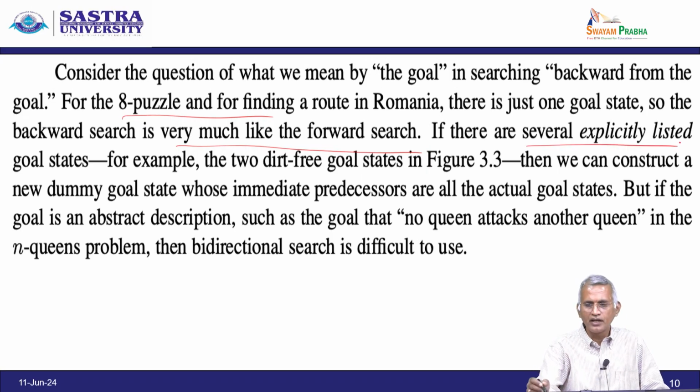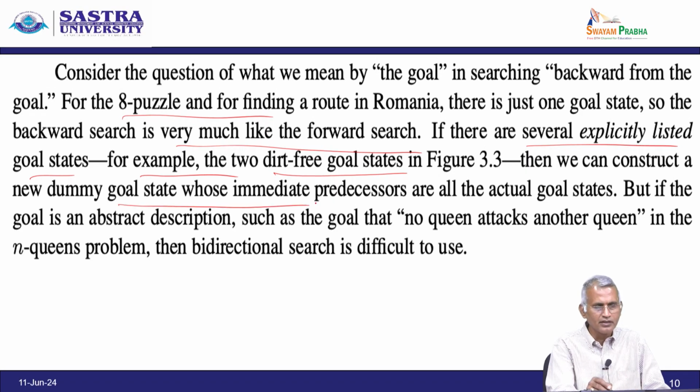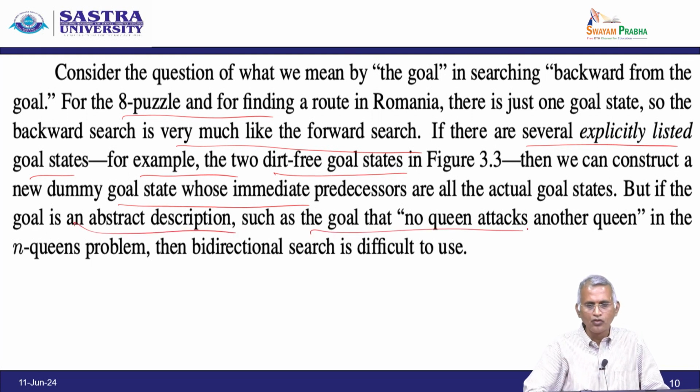If there are several explicitly listed goal states, for example the two dirt free goal states in the figure, then we can construct a new dummy goal state whose immediate predecessors are all the actual goal states. But if the goal is an abstract description, such as the goal that no queen attacks another queen in the n queens problem, then bidirectional search is difficult to use.